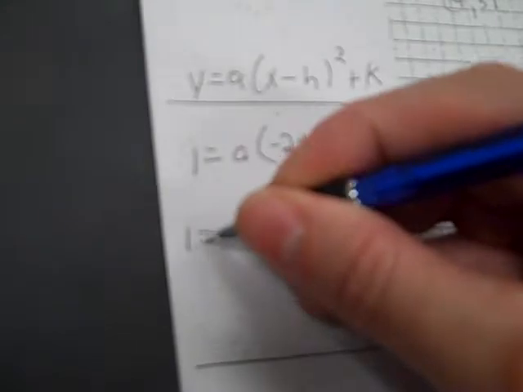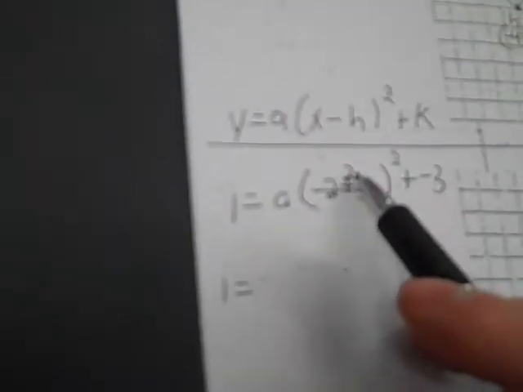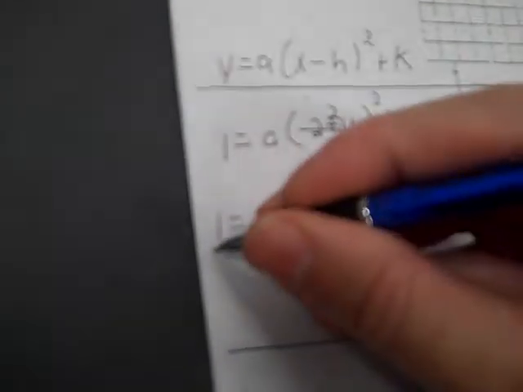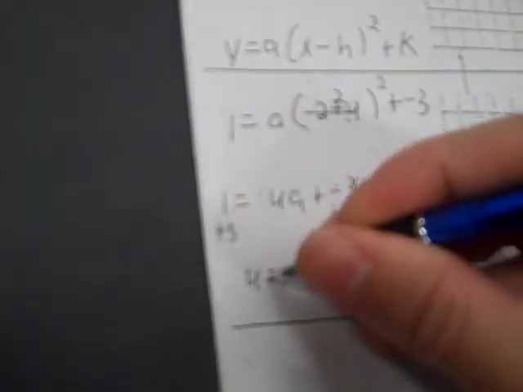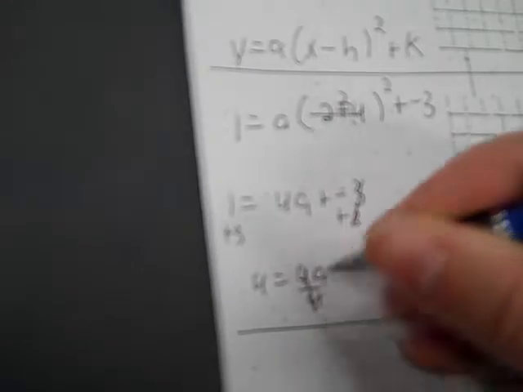Now we have a lot of simplifying to do on this side. First we got to find what negative 2 plus 4 is, which is 2, and then we take 2 to the second power, which is 4. And then a times 4 is 4a. Now we have the plus negative 3 there. Now I can solve for a pretty easily. I add 3 to each side, so 1 plus 3 is 4 equals 4a, and then we divide by 4. And a equals 1, so we're going to put a 1 right there. And there's the equation.